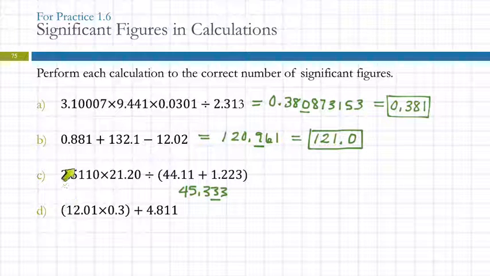So now what we're going to do is take 2.5110 times 21.20 divided by this. And I'm going to write down the result.